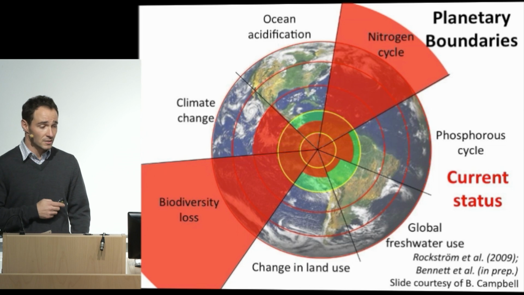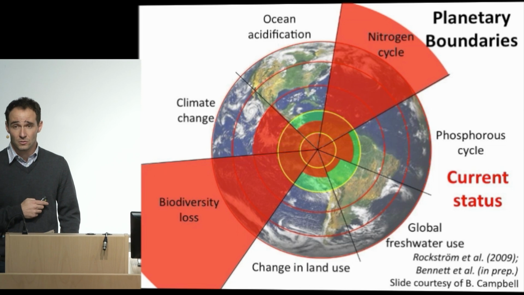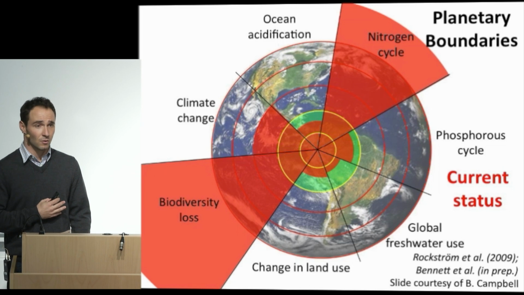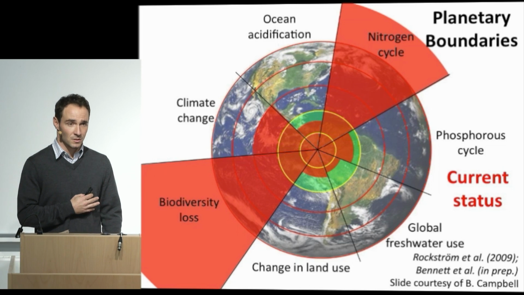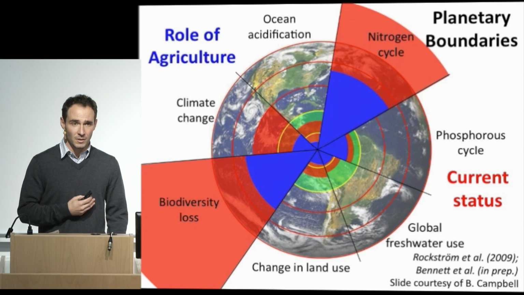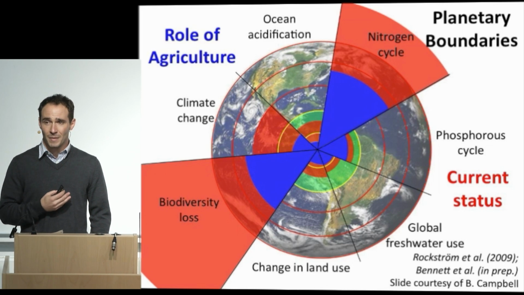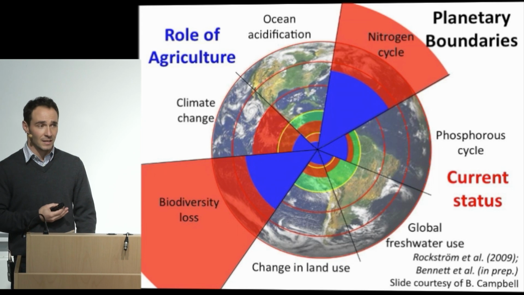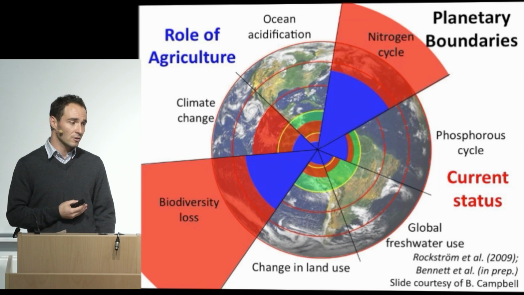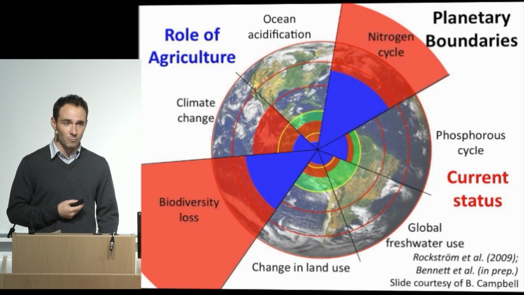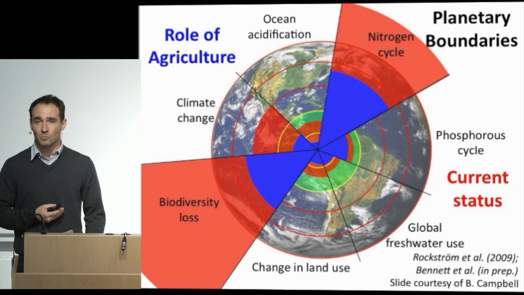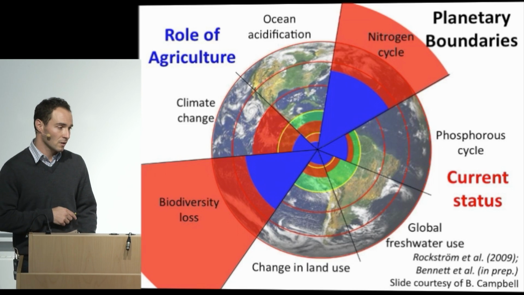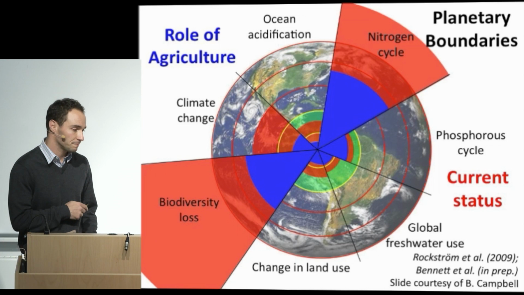And as this is the current status, we can also overlay the fact that agriculture has a large impact globally on each one of these cycles. And so the question then becomes, how do we begin to match the need to produce more food, to sustain the communities and the livelihoods of the planet, at the same time as maintaining the life-supporting services that are necessary for life on Earth.